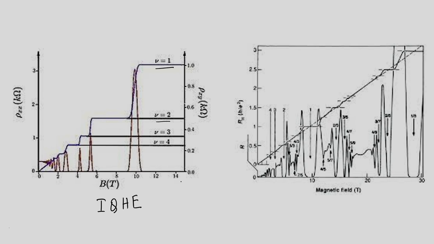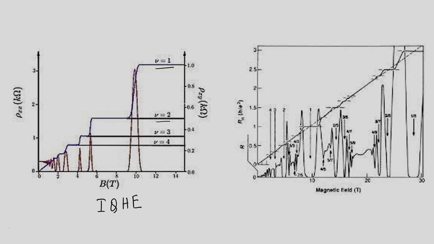And you see that the B is pretty large here. It has been taken up to something like 14 or 15 tesla. And we are very well aware why these plateaus arise in spite of the system being a dirty two-dimensional electron gas with no translational invariance. In fact, the loss of time reversal invariance is the reason for these plateaus to be quantized. And they are related to the Chern number, which is what we have seen.